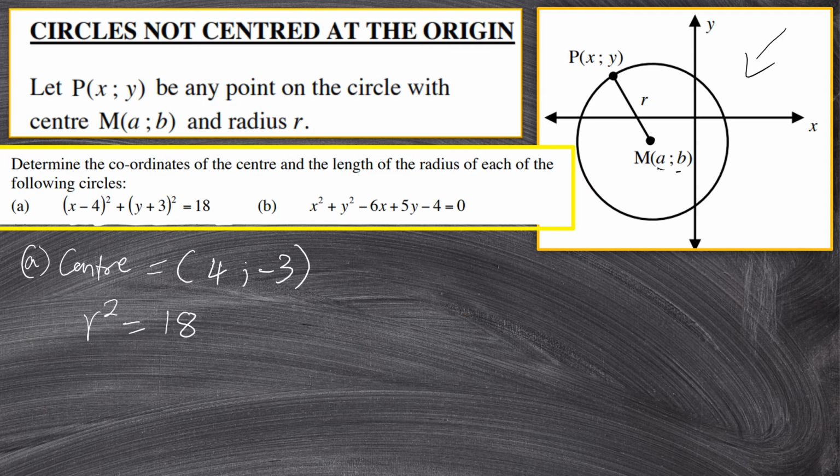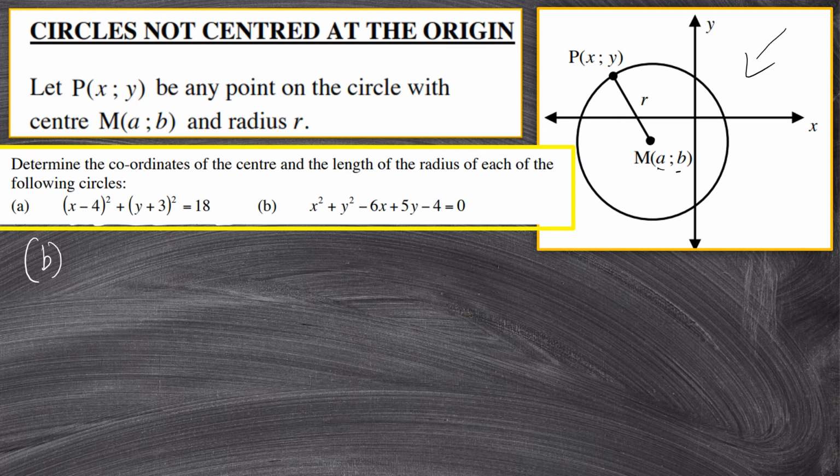So you say radius squared is equal to 18, then your radius will be the root of 18. The radius is always positive because it's a distance from center to circumference. This will give us 3 root 2 units. So you have determined the coordinates of the center and also the radius using the equation that they gave you. Let's quickly move to B now.